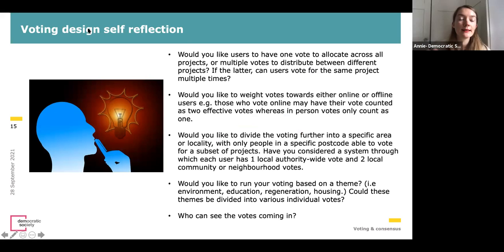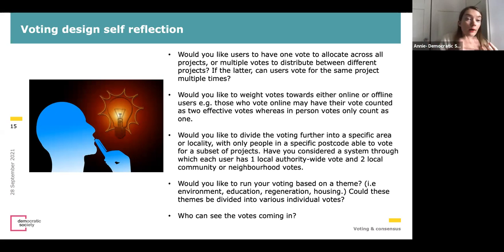Yeah, so there's lots of things to consider when you're doing a voting design and what you want to include. So things like, would you like users to have one vote to allocate across all projects, or multiple votes to distribute between different projects? Can users vote for the same project multiple times? That kind of thing. So that could be a boost vote that you're considering there, but it might just be for a certain group of people that are having the boost vote. So how are you going to manage that? How are you going to verify that that's who they say they are? That kind of thing.